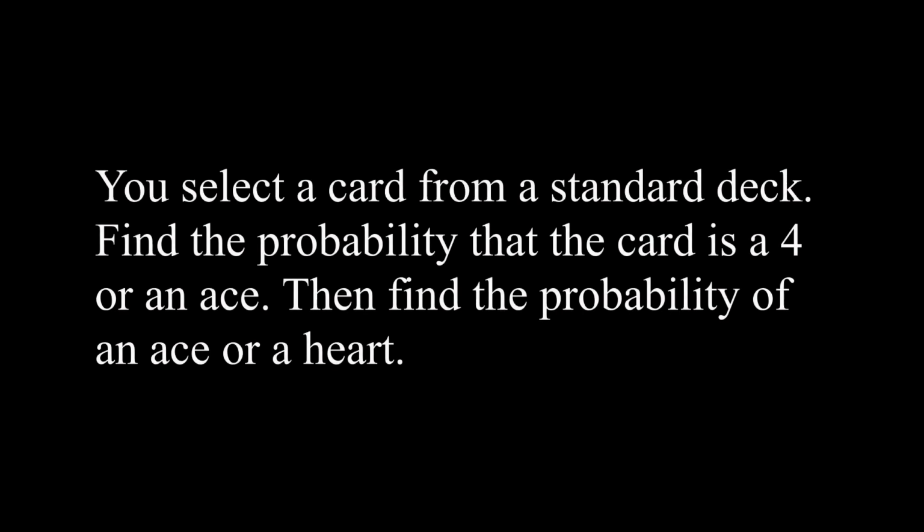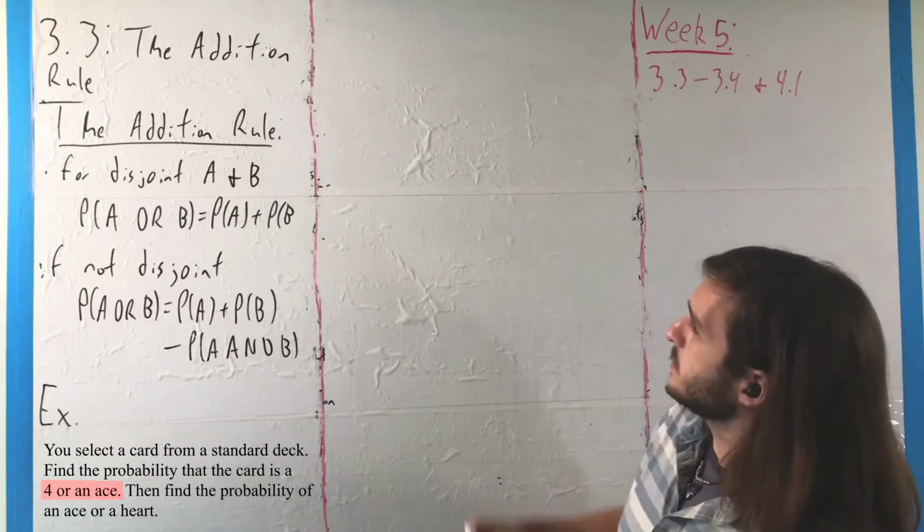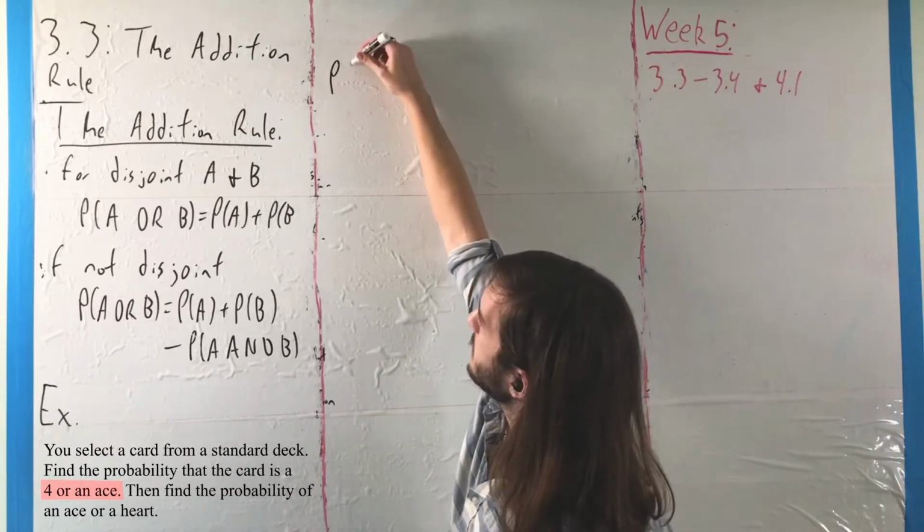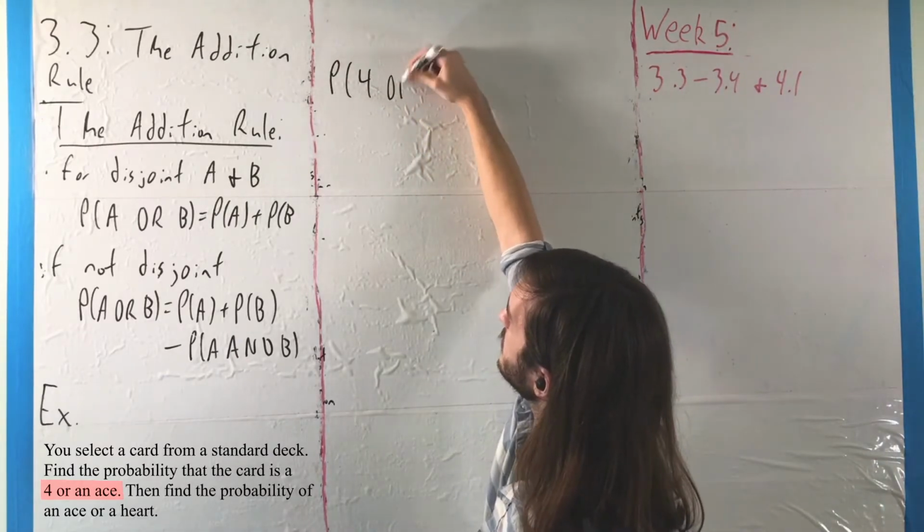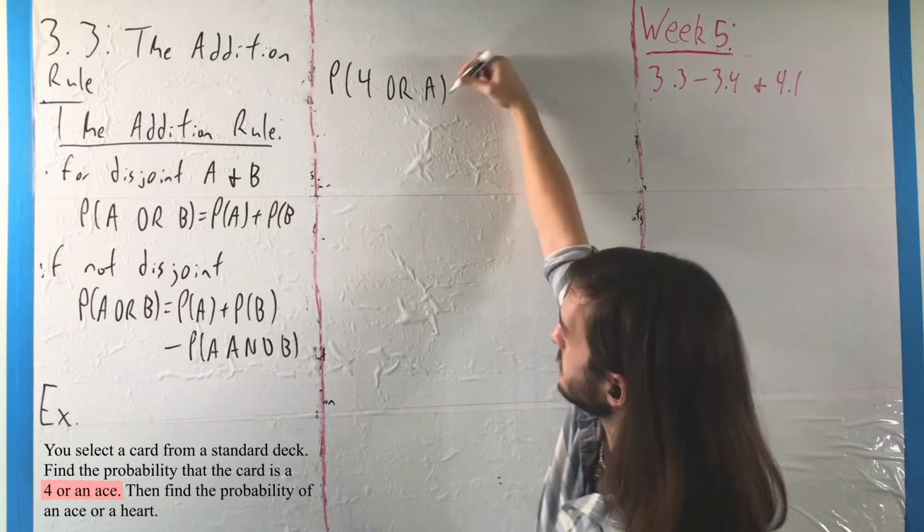So for our first examples, we are going to look at drawing a card from a standard deck and finding the probability that the card is a 4 or an ace, and then the probability that the card is an ace or a heart. So for this, we want to look at first the probability of 4 or ace, which I'm just going to denote A.